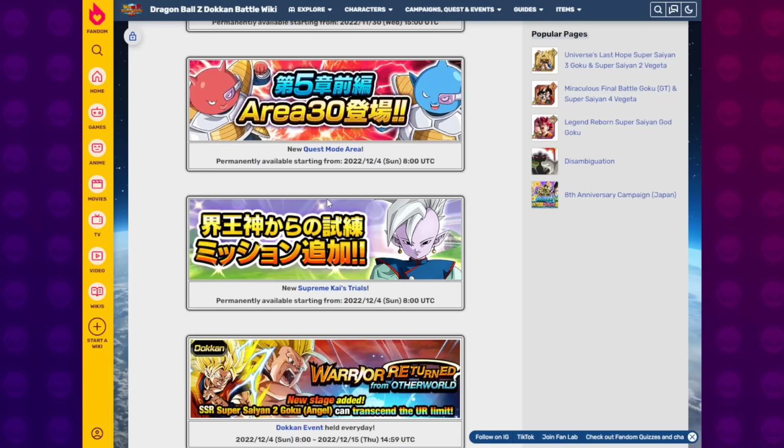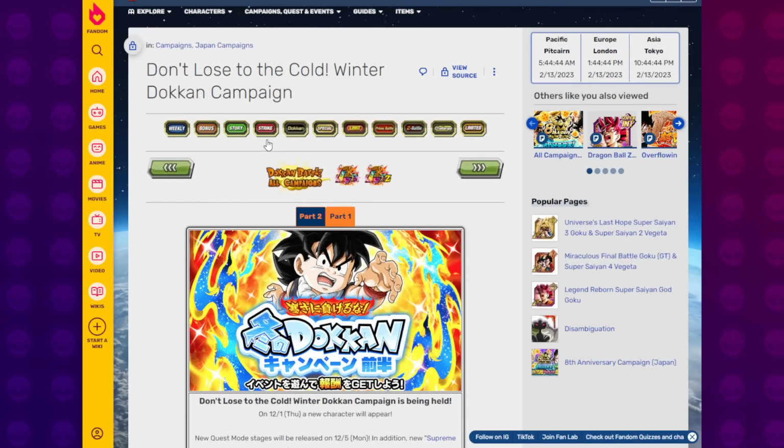Next, learn all about burst mode. Yes, we are getting burst mode most likely during this celebration, which means you kind of got to know how it works.